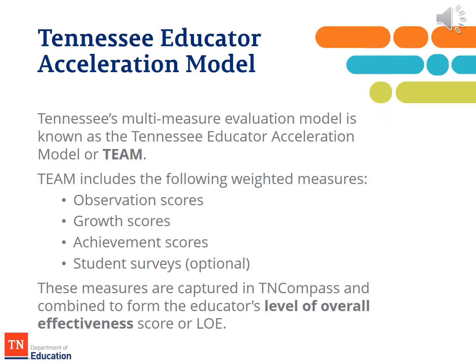The Tennessee Educator Acceleration Model, also known as the Team Evaluation Model for Tennessee, has three required components: observation scores, growth scores, and achievement scores. All of these combine to generate a level of overall effectiveness, or LOE, score for each educator. Growth scores are identified by evaluators, while achievement scores are identified by educators. Both should be clearly aligned to the educator's teaching assignment. Additionally, optional student survey data may be used for up to 5% of an observation data average. All data is collected in T-Encompass.